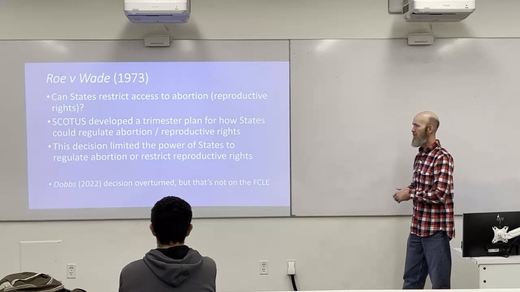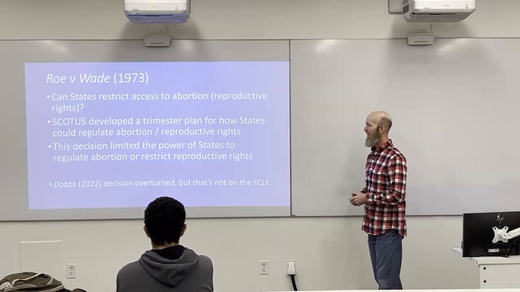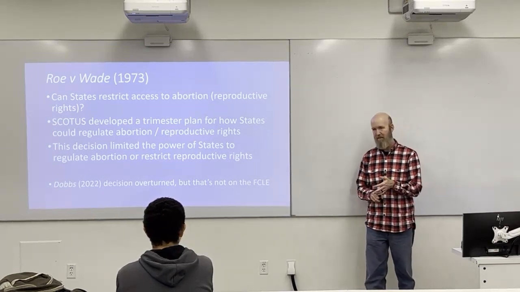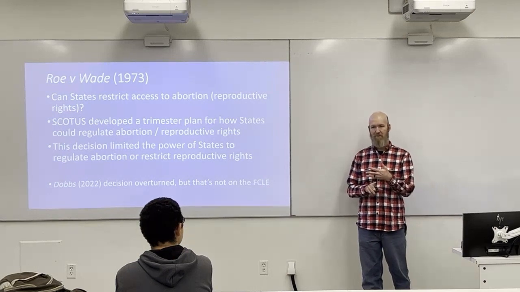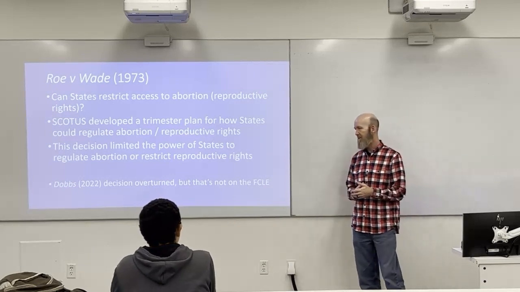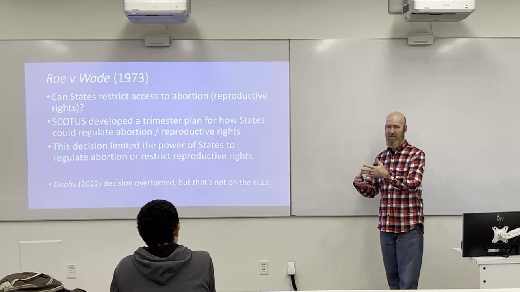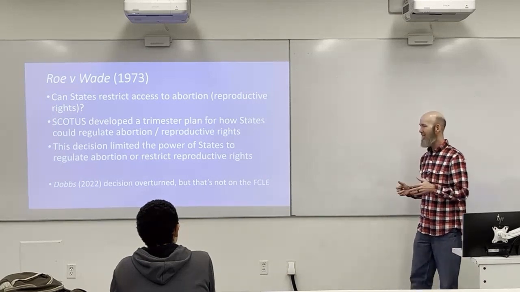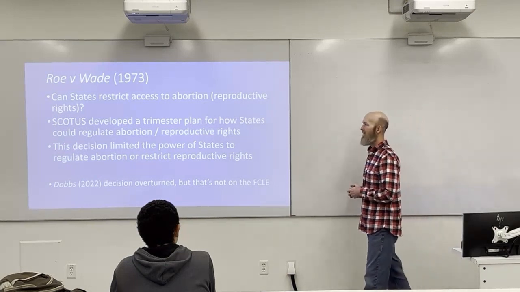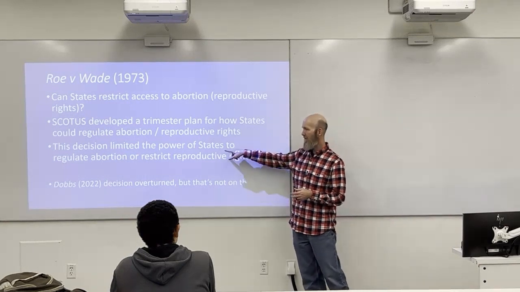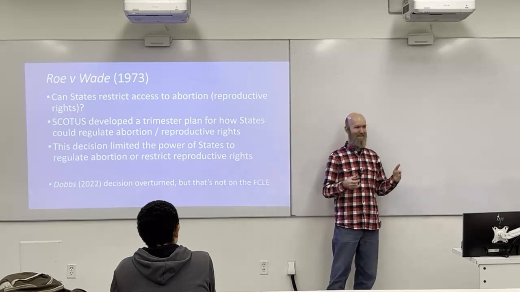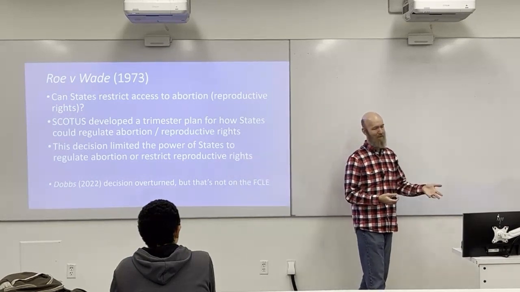The Supreme Court developed a trimester plan saying that during the first 3 months of pregnancy, states pretty much can't do anything about abortion. During the second 3 months, states could restrict abortion for health of the mother, basic medical regulation. And during the third trimester, the last 3 months of pregnancy, states could pretty much do anything they wanted within a few limitations. But they came up with this system. This means that states' power to regulate abortion was limited. So you should know that Roe v. Wade limited the power of states to regulate abortion.